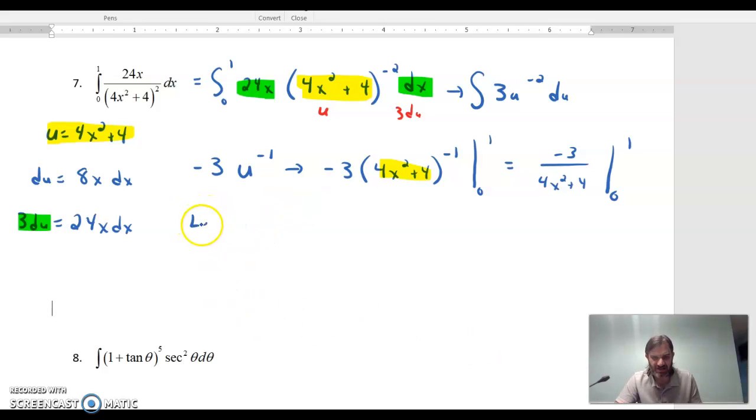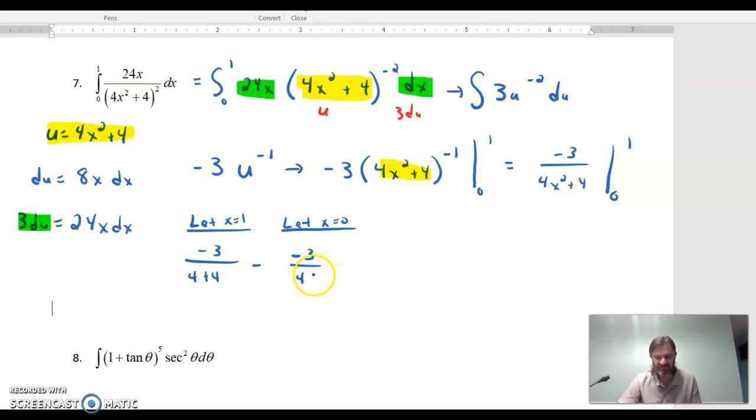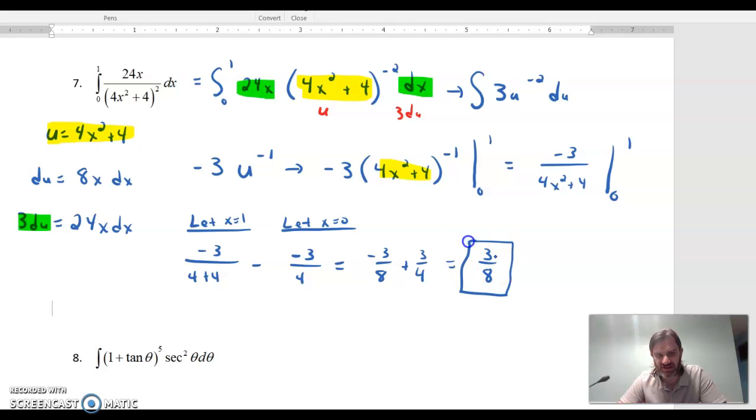So let's see. We'll let x be 1. So in that case, we'll have negative 3 over 4 plus 4. And then we'll let x be 0. And that will give me negative 3 over 0 plus 4, so 4. So I have negative 3/8 plus 3/4, so I think that gives me 3/8 if I'm not mistaken. Okay, so it was a definite integral with endpoints, so we wanted to make sure that we go back to the original variable x and we actually get a number out of it.